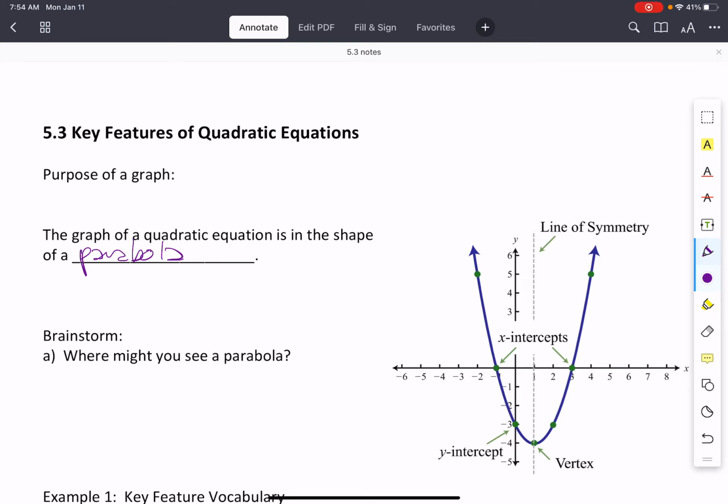All right? So that U shape, guys, this should be a pretty easy lesson for us to get through because we're just learning about key features of graphs, okay? We don't have to do much of our old stuff today. Let's get through it, okay?